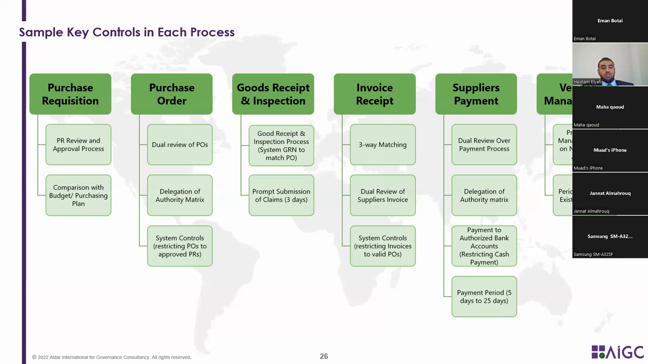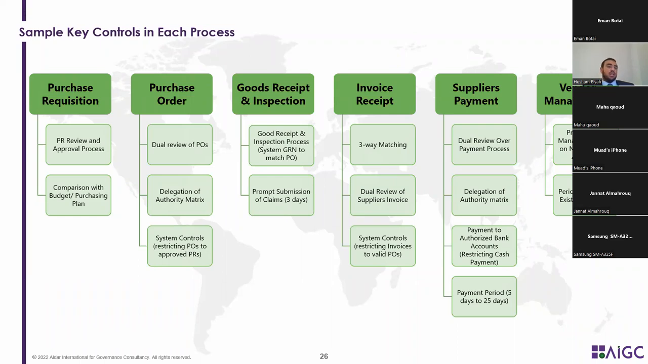Usually there is again dual review of invoices. It's another control that is there. Usually the one who prepares it is not the same one who posts it on the system. So other controls might be in place to restrict invoices to only valid POs.